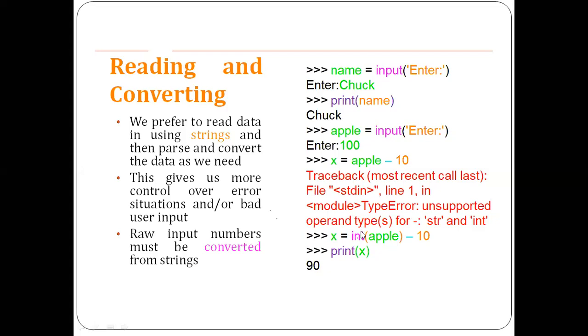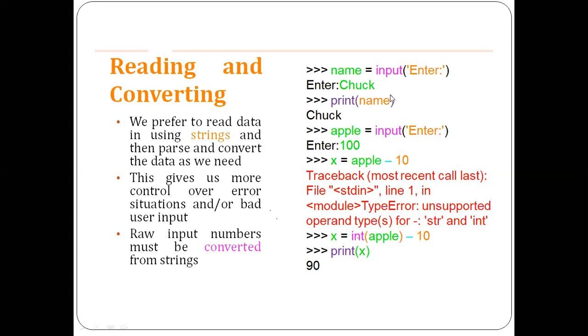To avoid this, you have to convert or typecast the value of apple. Apple is a string, so that has to be converted into an integer. Once the conversion happens, you can subtract it. Now the subtraction operation is applied between two integer values. The output that appears is 90, so 100 minus 10, which is nothing but 90.